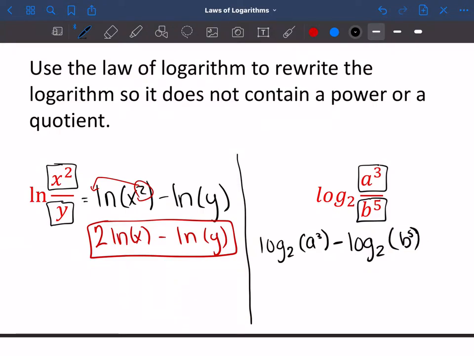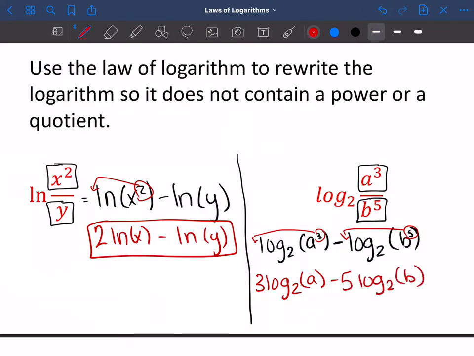Now we implement our power rule. So we want to take this 3 and bring it out front. So that's going to be 3 times the log base 2 of a. We're going to take this 5 and bring it out front. So it's going to be minus 5 times the log base 2 of b.